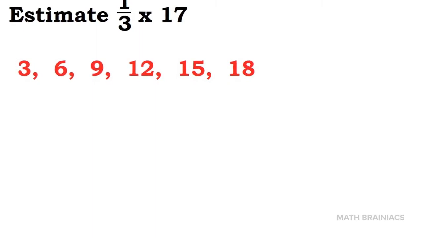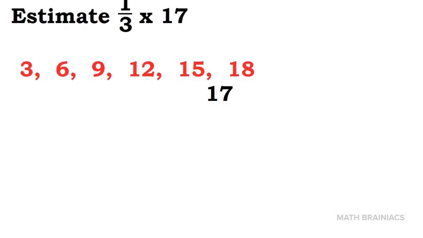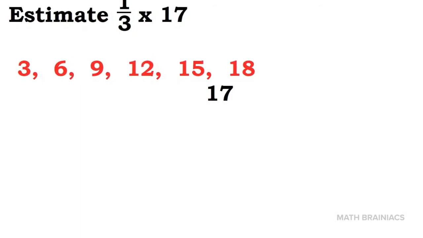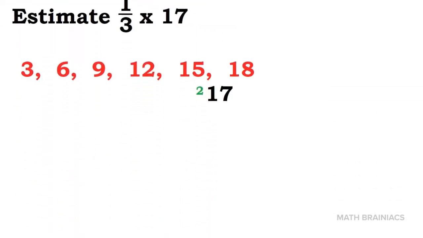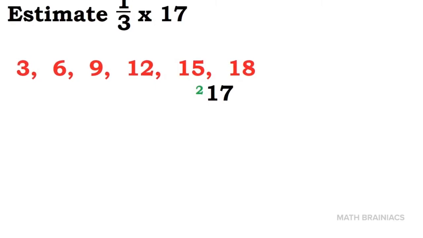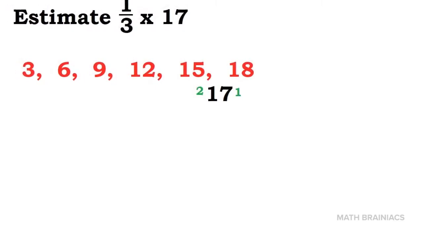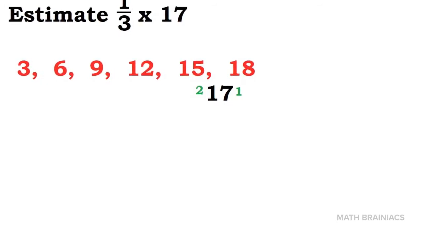3, 6, 9, 12, 15, and 18. Our whole number is 17, so it is between 15 and 18. The difference between 15 and 17 is 2. 17 minus 15 is equal to 2. And the difference between 17 and 18 is 1. 18 minus 17 is equal to 1.